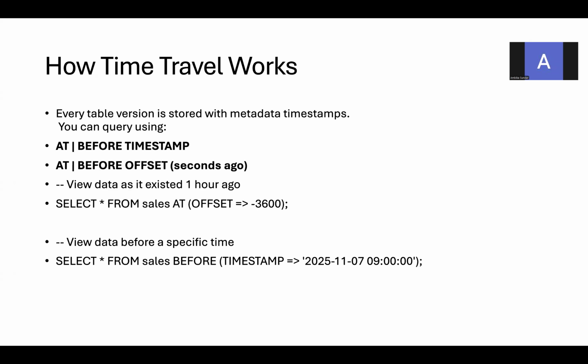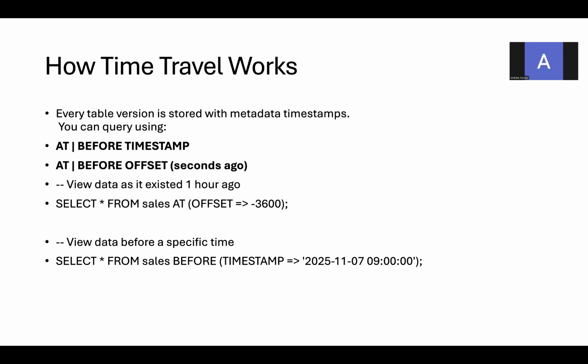We can query using AT or BEFORE a timestamp, or AT or BEFORE an offset, that is, seconds ago. A few seconds ago, I want to capture the historical data. For example, just now I deleted or updated the data, but a few seconds ago, I will have the original record of it. That's why I'm going for AT or BEFORE offset, a few seconds ago. AT or BEFORE timestamp means right now I deleted or updated the data, but 5 minutes before this timestamp, I must have the original data.